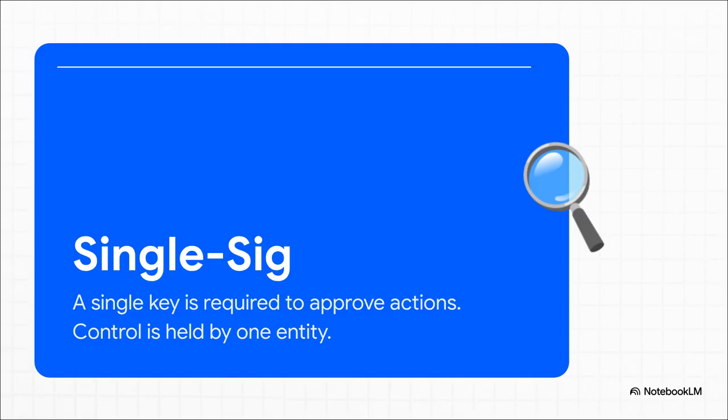Next, we have a single sig, and well, it's pretty much exactly what it sounds like. It means just one signature from one single account is all that's needed to approve a major action. It's super fast, it's simple, but it is also a huge single point of failure. If that one key gets compromised, yeah, it's game over.